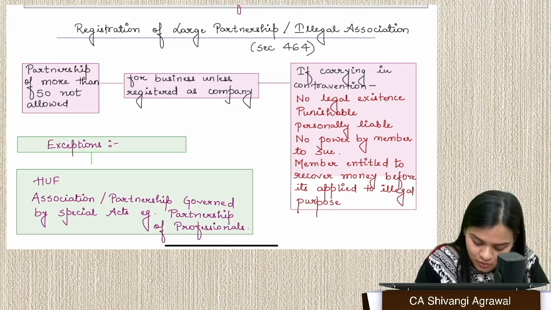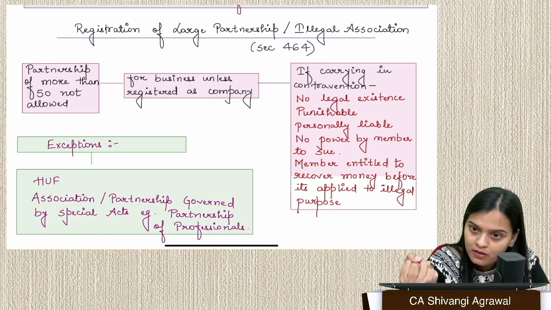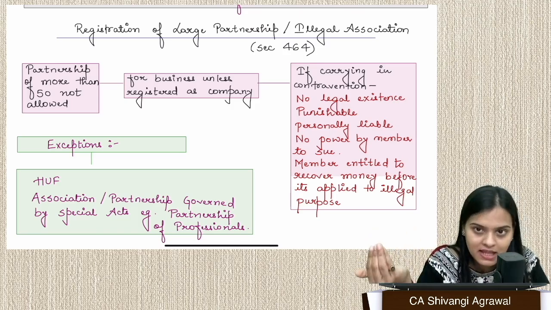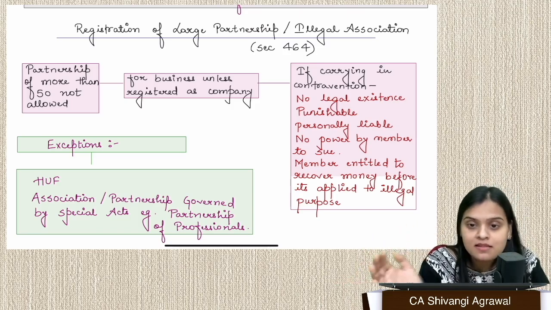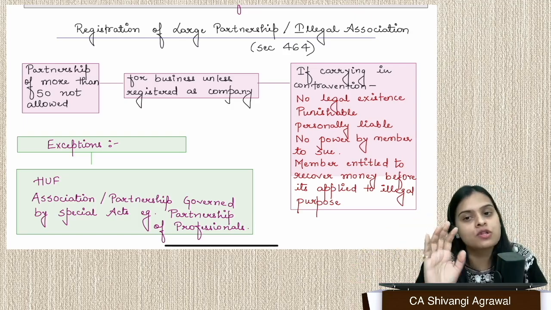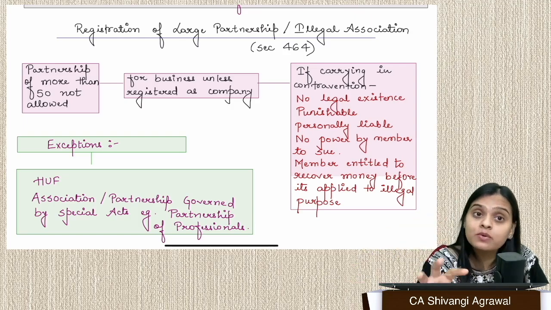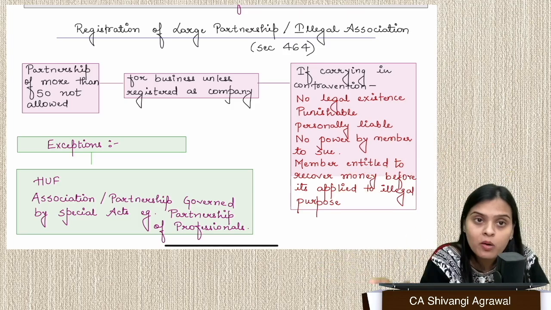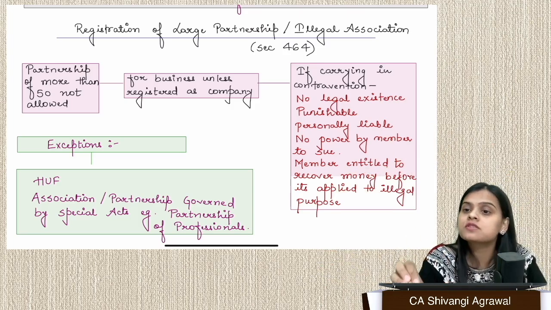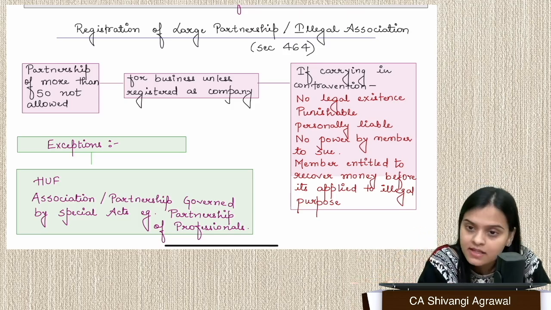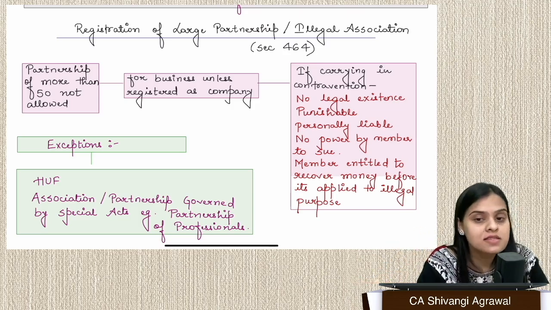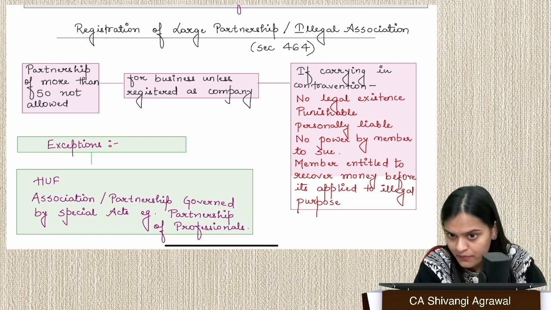So if you are forming a partnership of professionals and you're being governed by a special act, it could be like ICAI, right? So if that is the case, then more than 50 is also allowed. Otherwise, whatever large partnerships you're forming, they have to be registered as a company. Otherwise, it will be called an illegal association and there will be consequences for the same. Okay.